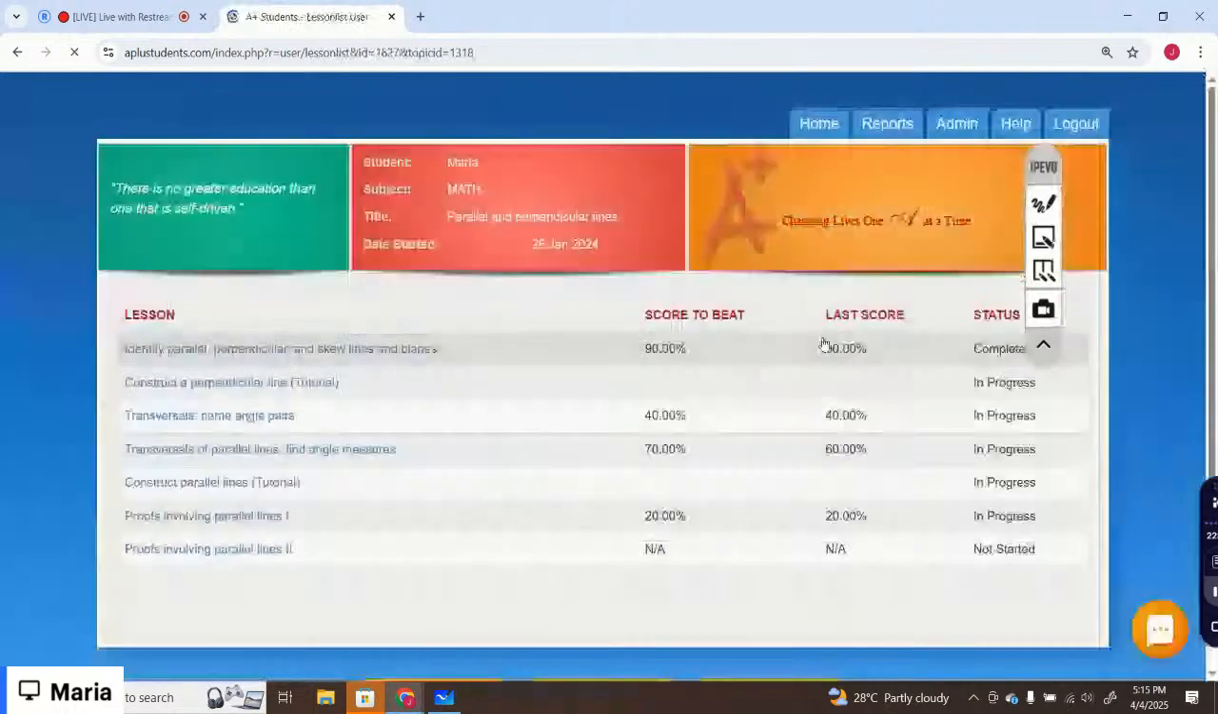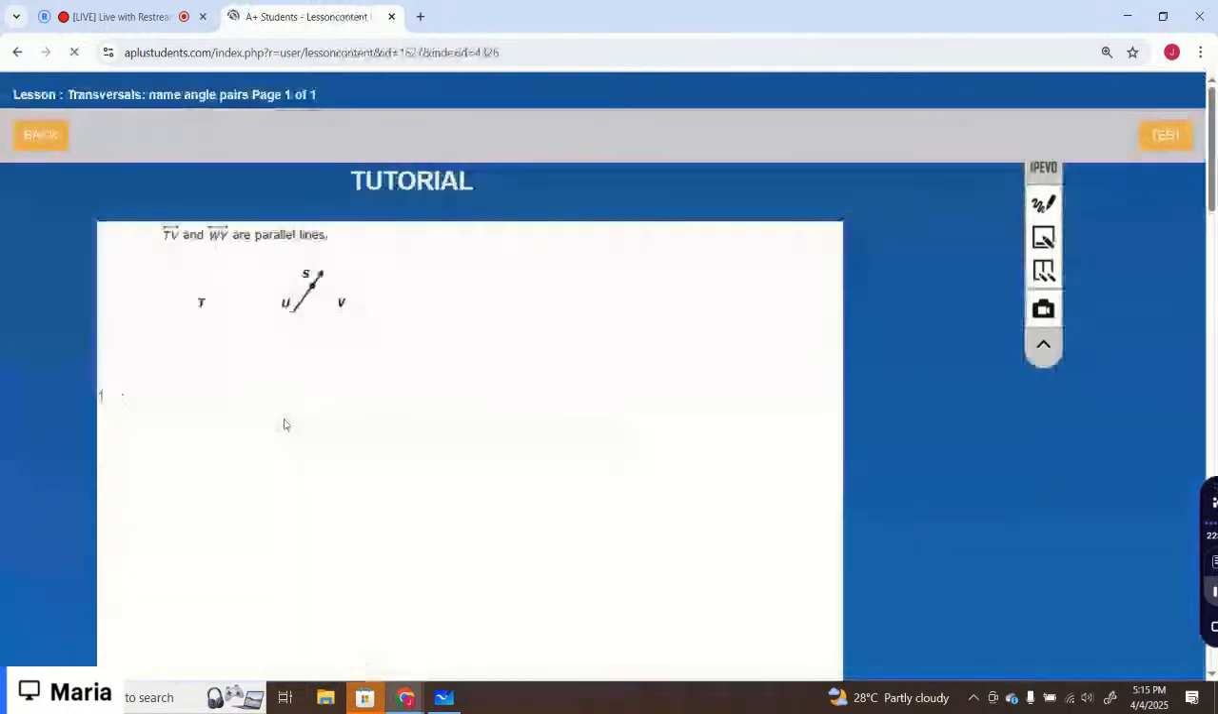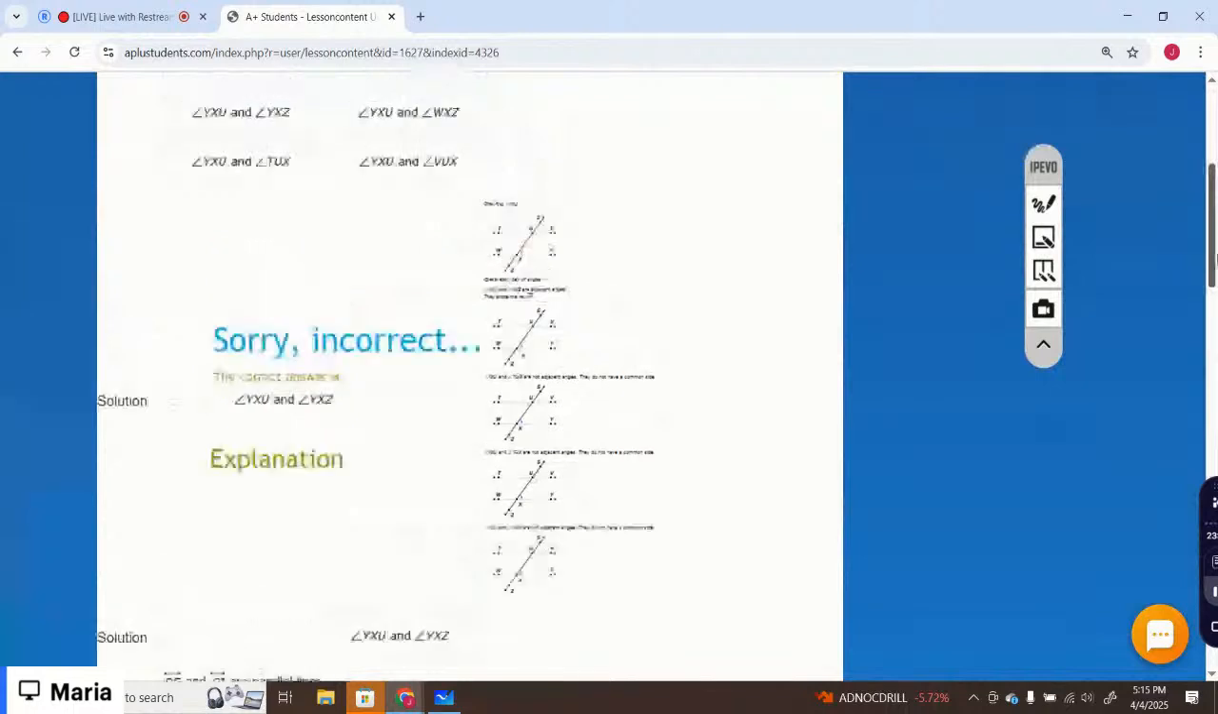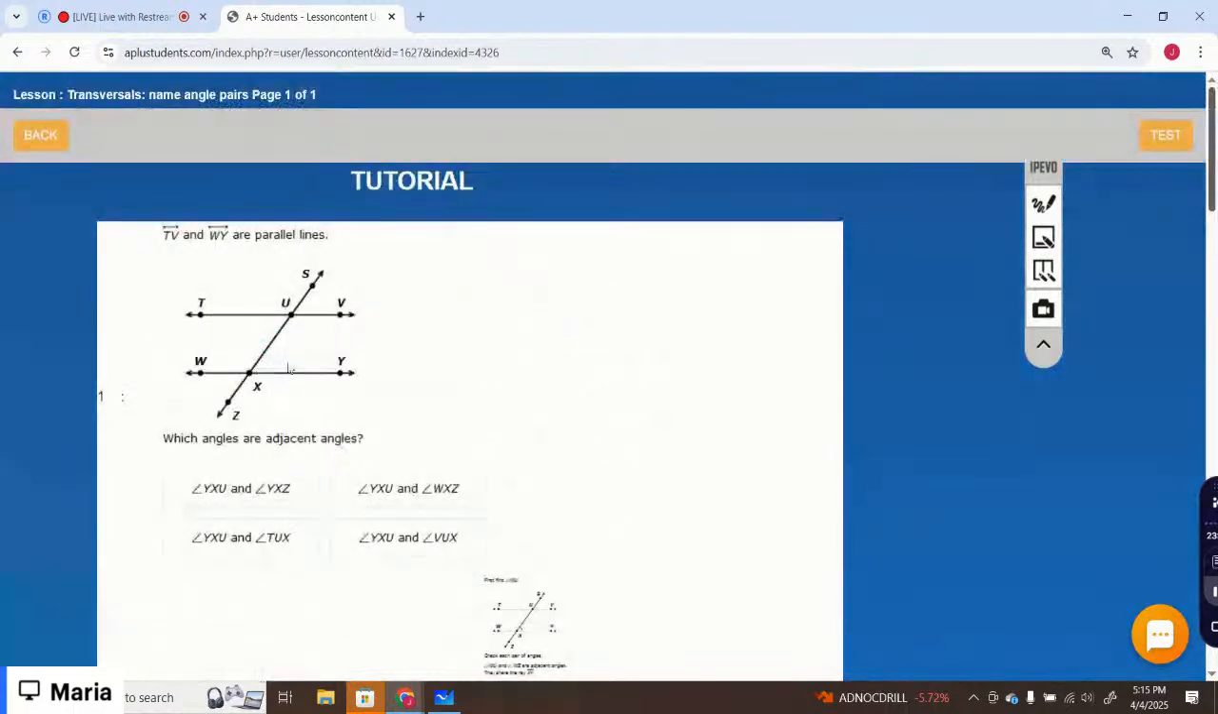The next lesson is transversals and naming angle pairs. Let's just start with the lessons. TV and WY are parallel lines. Which angles are the adjacent angles? Angle VXU and VXZ. This one is the correct option.